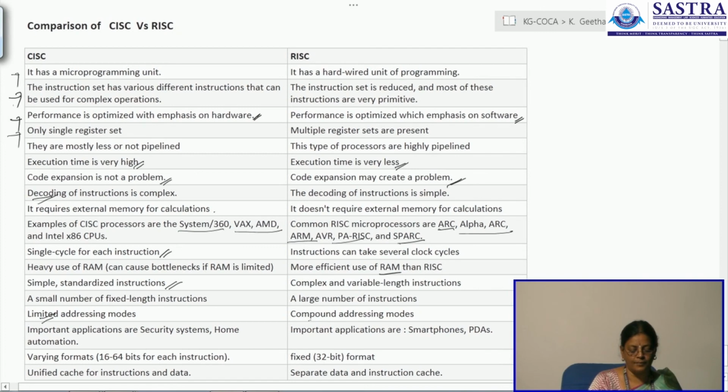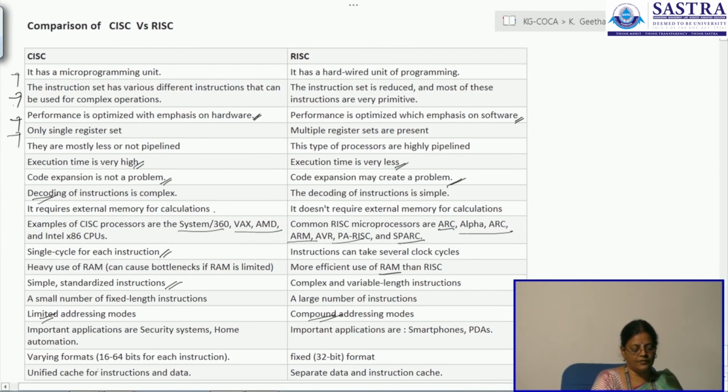So we have compound addressing modes, and important implications are the security systems and home automation. Whenever we want to improve the efficiency of the security systems, or we want to automate the activities happening in the home by deploying some sensors, then this particular category CISC is going to be helpful, whereas it is not that much associated with this category, but still we can make use of the smartphones or the PDAs.